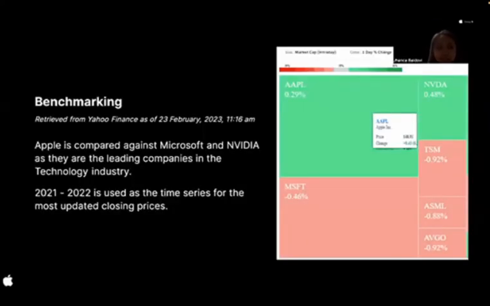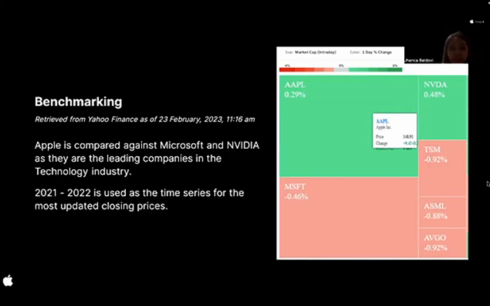Okay, next slide, please. So for the benchmarking, we just retrieved this from Yahoo Finance as of February 2023. Apple is compared against Microsoft and Nvidia as they are the leading companies in the technology industry, and this is based on their market cap as seen in the heat map provided on the right. And most comparisons will be done against Microsoft since it follows Apple in terms of market cap, and later on we will see that it has a more similar performance with Apple stocks. Lastly, we use 2021 to 2022 as the time series for the most updated closing prices.